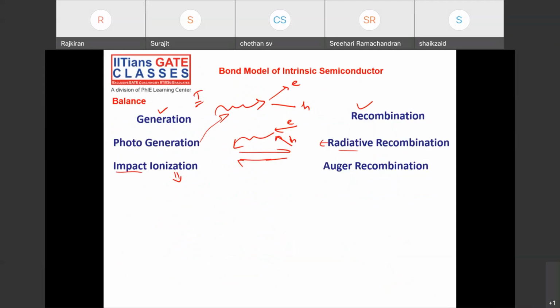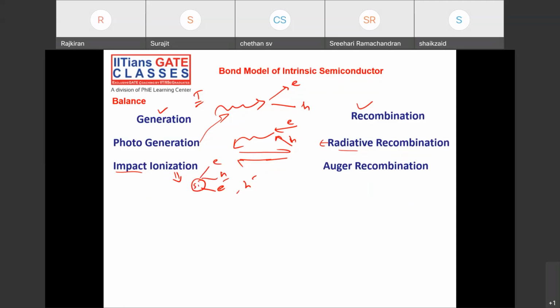Whenever electrons and holes are generated, these free electrons and holes move in the crystal. Since they are moving in the crystal, sometimes they collide with an atom and give their energy to generate an electron-hole pair. Suppose this electron has enough energy, it may meet a silicon atom and give the energy to the silicon atom to generate an electron-hole pair. Is it clear? This is called impact ionization.